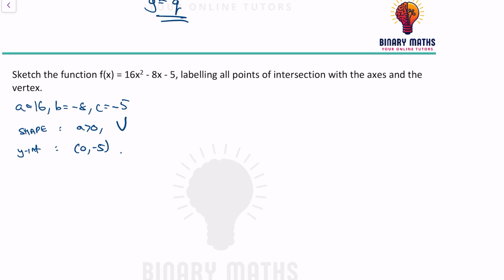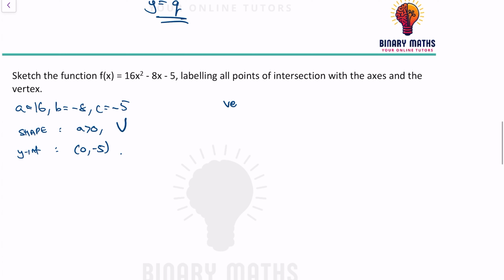Okay, the x-intercept you can find by solving it, using either factorization, completing the square, or the quadratic formula. Because we're going to find the vertex anyway, let's use completing the square to find the x-intercept after we find the vertex. So we've got 16x squared take away 8x take away 5. We need to complete the square. Again, the first two terms, let's factorize.